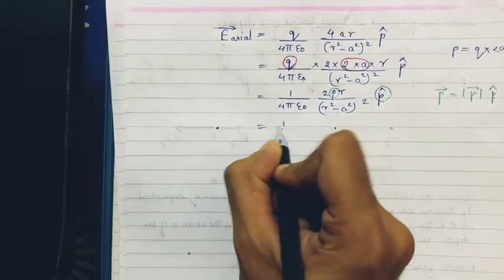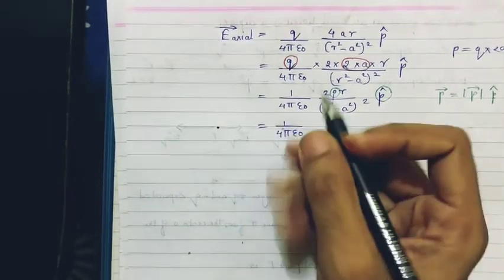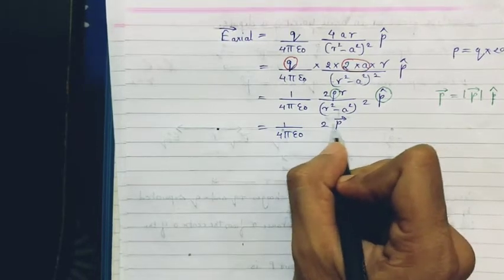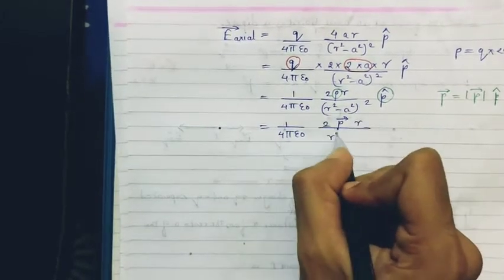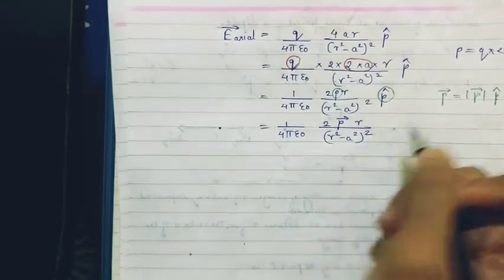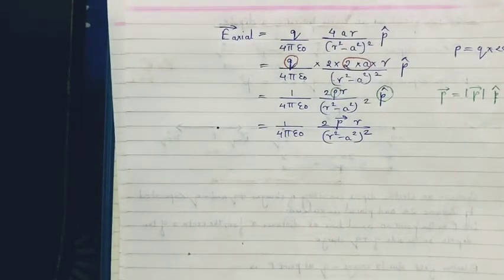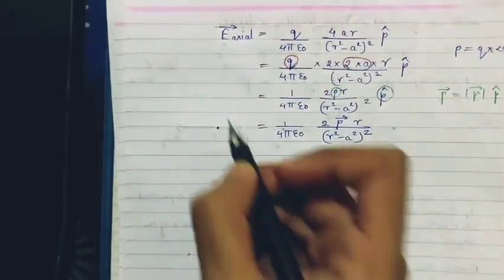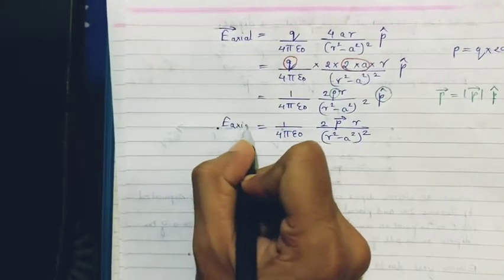This is going to be 1 upon 4 pi epsilon naught, 2 p bar into r upon (r square minus a square) the whole square. You can write it even like this, since p into p cap is going to be p bar, which will be equal to E axial.